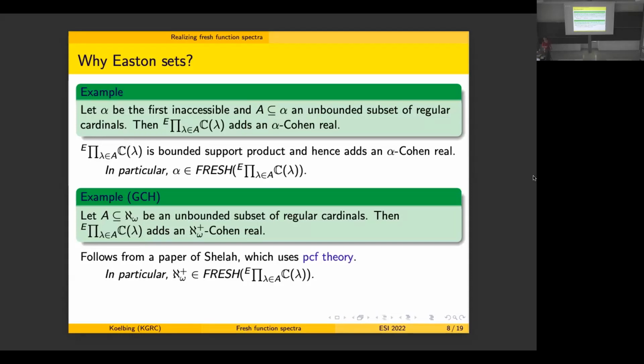It's any unbounded subset. No. Oh, you are assuming that in the future.